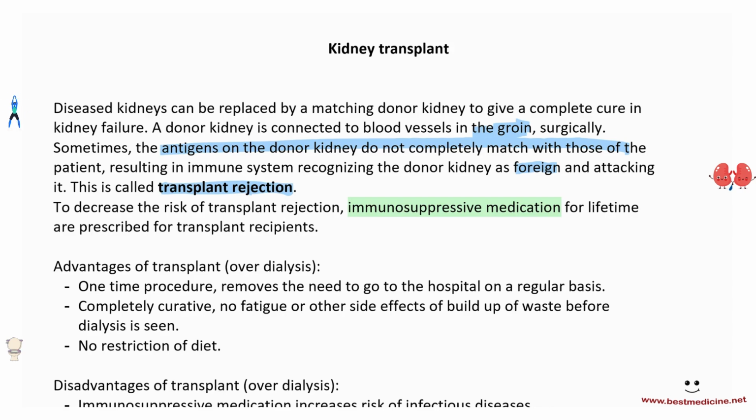Again, remember, transplant rejection is when the recipient's immune system recognizes donor antigens as foreign and attacks it. That is called transplant rejection. Now, to decrease the risk of transplant rejection, you can lower the strength of the immune system. If you decrease the strength of the immune system, of course, it's going to decrease the risk of rejection. And so people who have transplants take immunosuppressant medications for life. Not just transplant rejections, but any transplants.